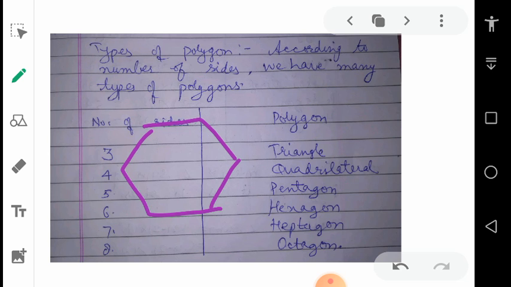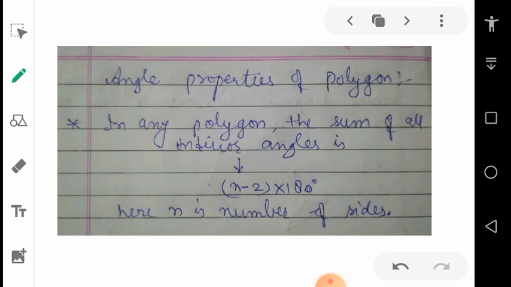Okay, now there are a few angle properties of polygons. Maybe it is the property of interior angles, or maybe the property of exterior angles. Okay, so what is the angle property? In any polygon, the sum of all interior angles is (n minus 2) into 180 degrees. Okay, this is very important. In any polygon, the sum of all interior angles is (n minus 2) into 180 degrees. Here n is the number of sides. Now try to elaborate this concept for the different polygons.